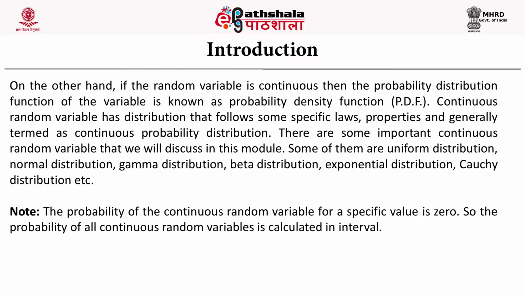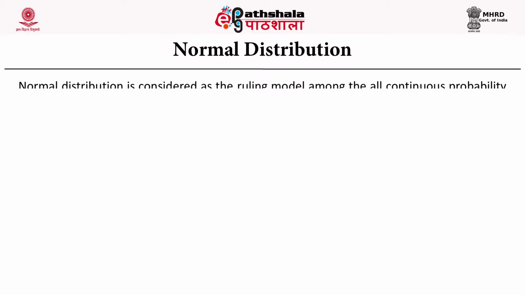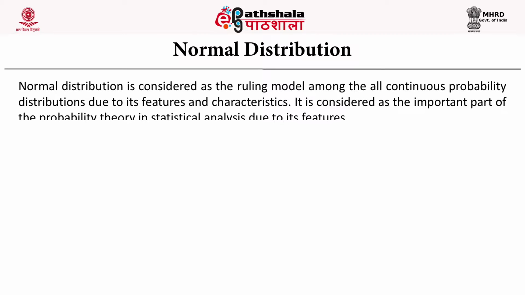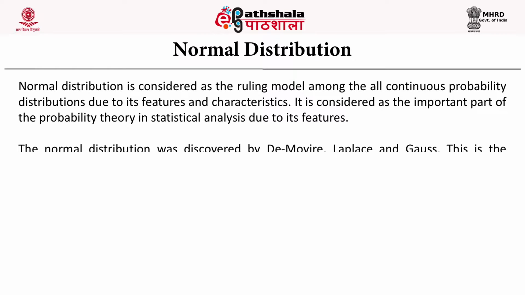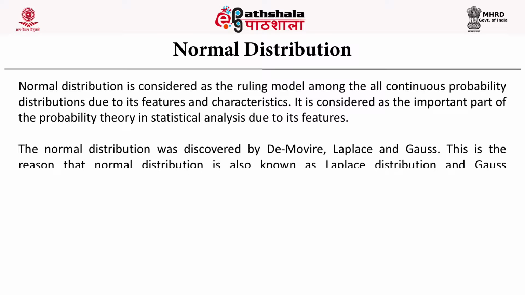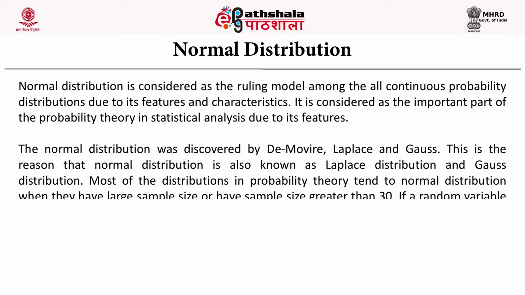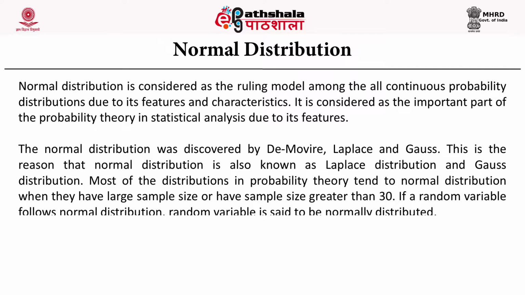First we will discuss the normal distribution, a more widely used distribution in various fields like environmental sciences and biosciences, etc. Normal distribution is considered the ruling model among all the continuous probability distributions due to its features and characteristics. It is considered an important part of probability theory in statistical analysis. The normal distribution was discovered by De Moivre, Laplace and Gauss. This is the reason that normal distribution is also known as the Laplace distribution and the Gauss distribution.